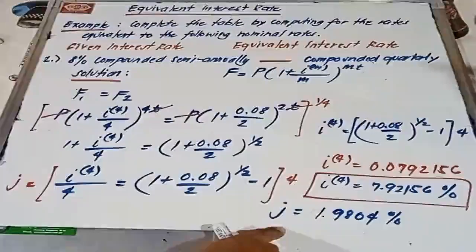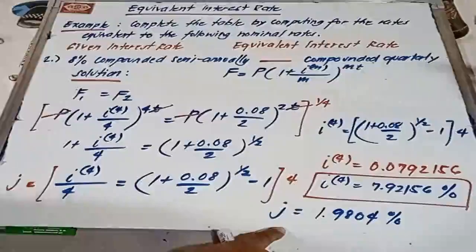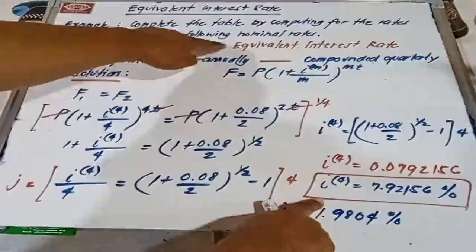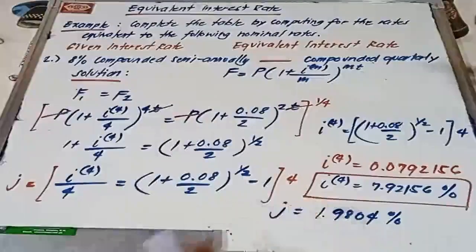Itong kailangan natin sa topic na general ordinary annuity. But for now, what we need is to determine the equivalent interest rate. So this is our answer. So that will be my second example.